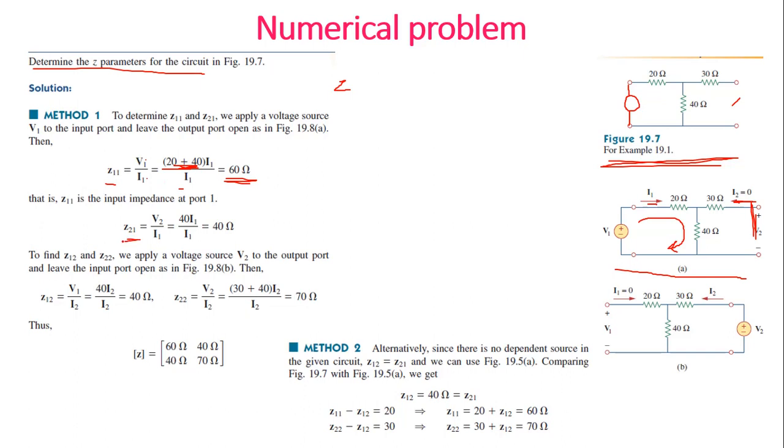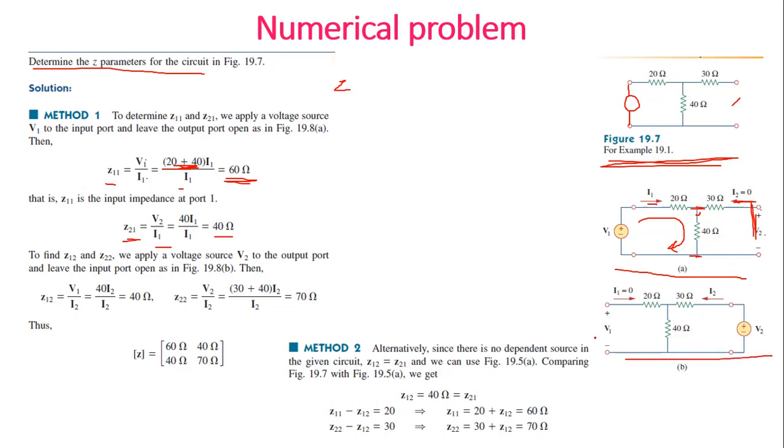Then Z21. Here you can see that I2 is 0. The parameter relating I1 and V2 is Z21. Z21 is equal to V2 by I1. So how can we find V2? This is a parallel branch. This 40 ohm resistor is in parallel with V2, so the drop across this 40 ohm will be equal to V2. That is equal to 40 into the current flowing through it, which is I1. So you will get 40 ohms.